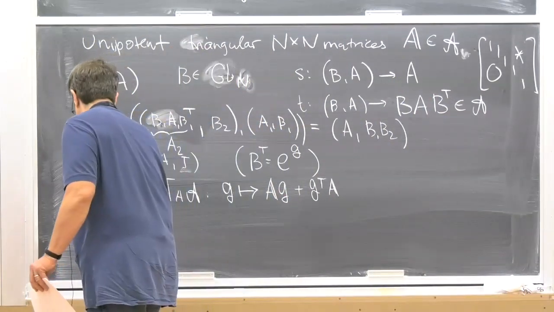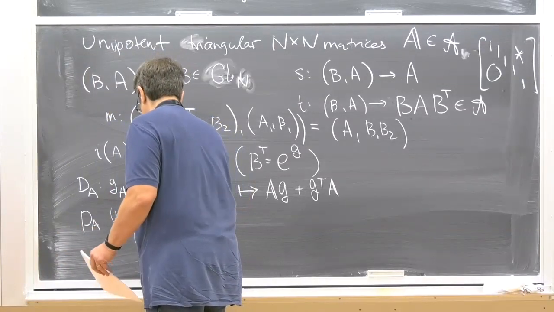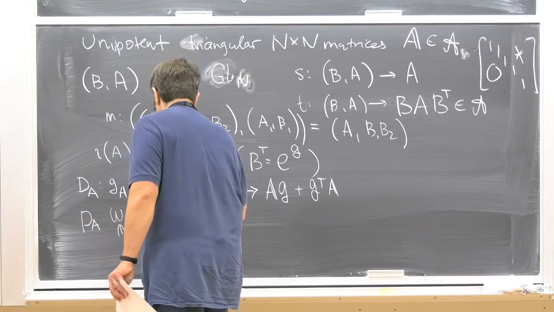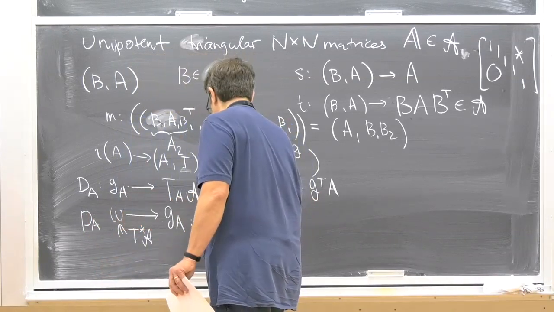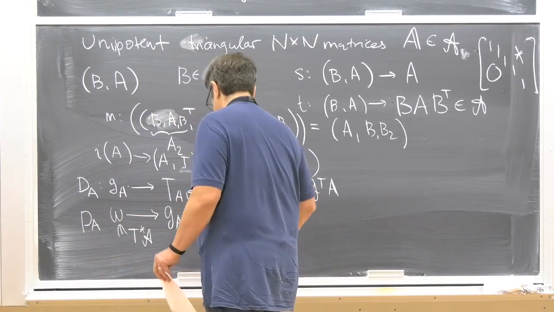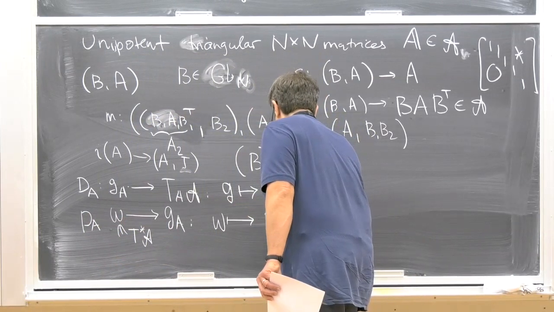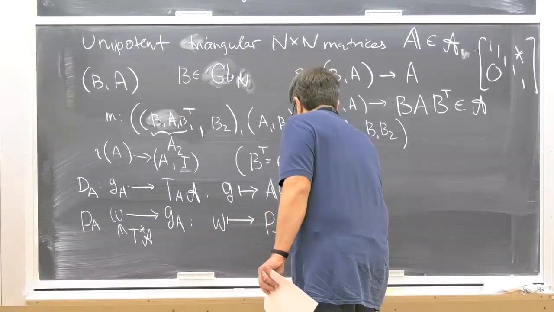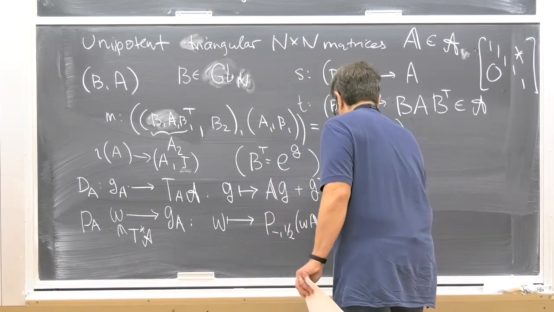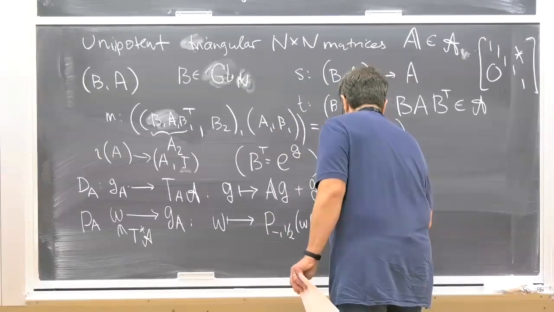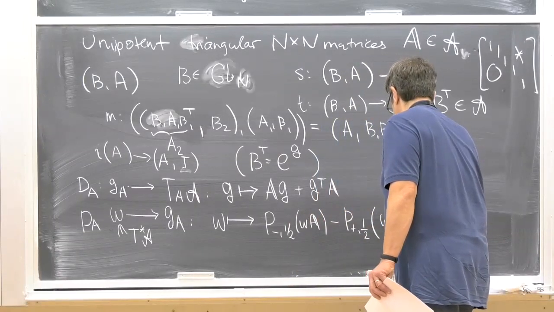So this is what we call P_A omega. It's mapped actually from cotangent space into G_A such that omega is mapped to, well, let me write it in terms of spectral projections: omega A minus P plus 1/2 omega transposed A transposed.